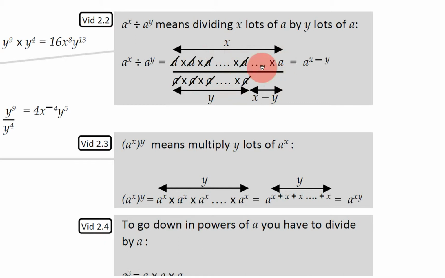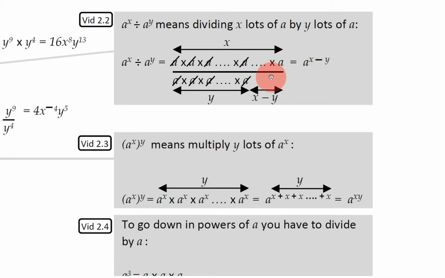So you've got the difference, which is x minus y. So you've got x minus y a's times'd together. And another way of saying a times a times a, x minus y times, is a to the power x minus y. So it's just the difference: how many things were not cancelled. And a to the power x divided by a to the power y basically therefore means a to the power x minus y.